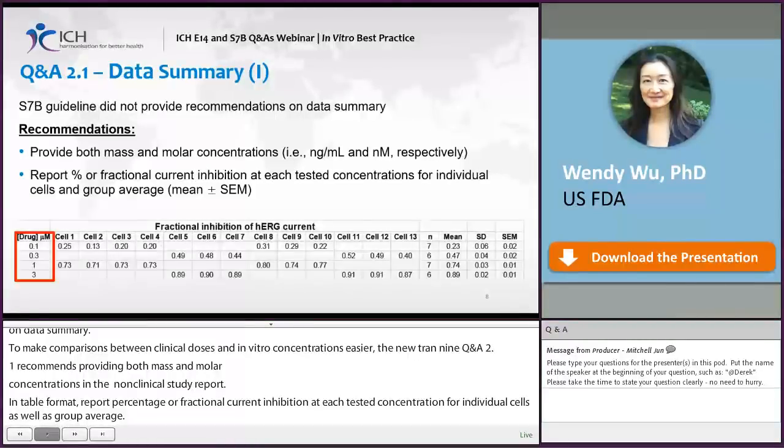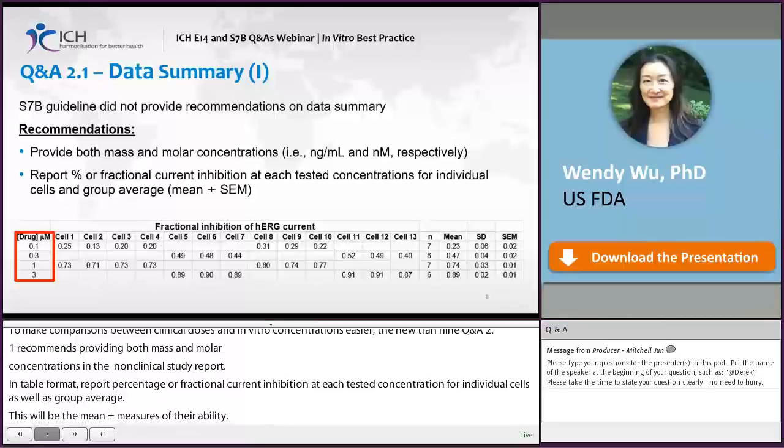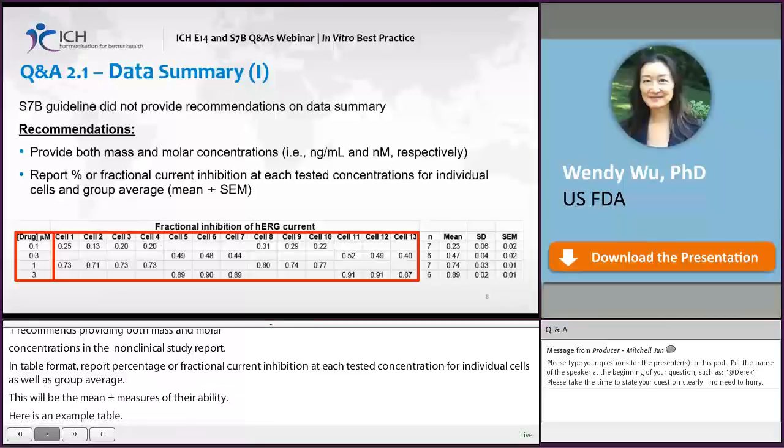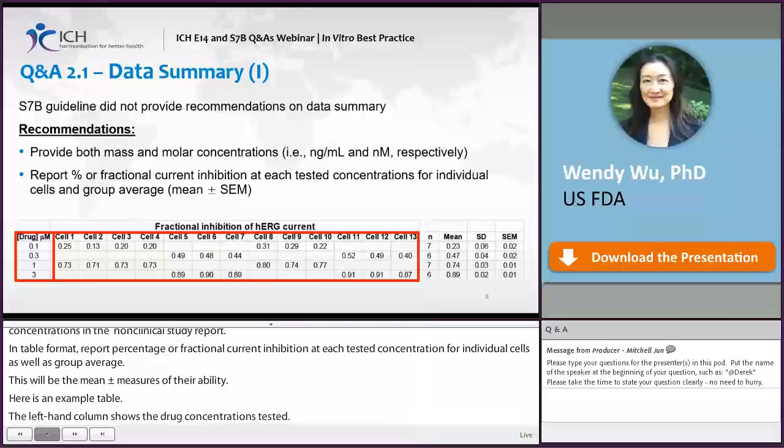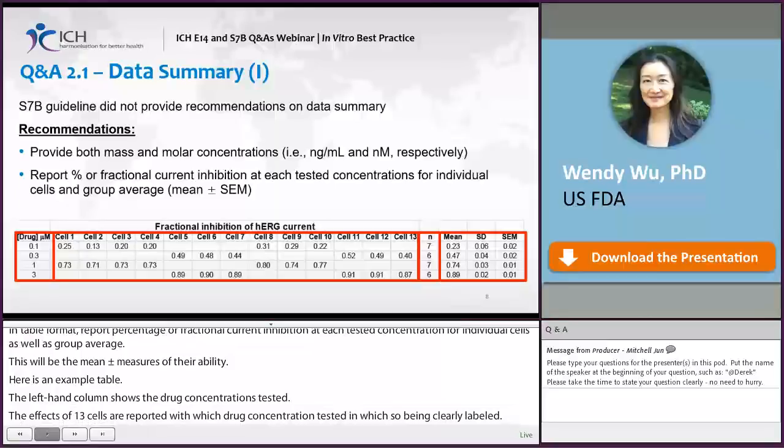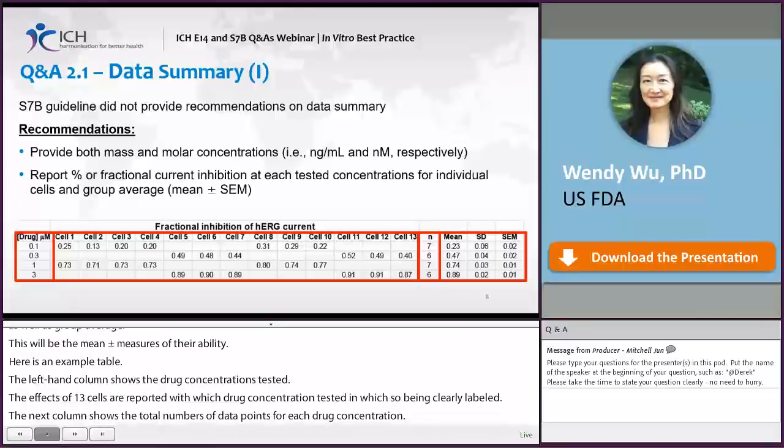The left-hand column shows the drug concentrations tested, and the effects of 13 cells are reported with which drug concentration tested in which cell clearly labeled. The next column shows the total numbers of data points for each drug concentration, and the three columns on the right show group statistics, including the mean fractional inhibition at each drug concentration, SD and SEM.